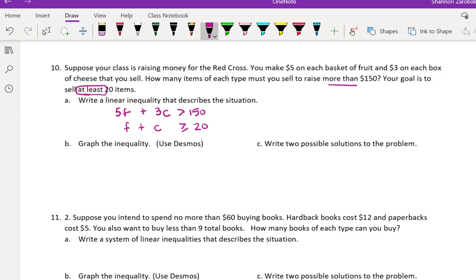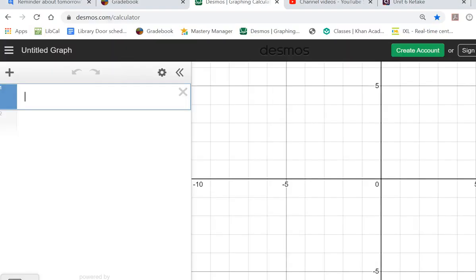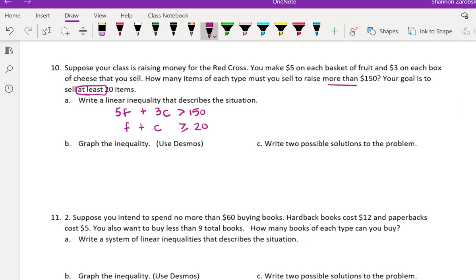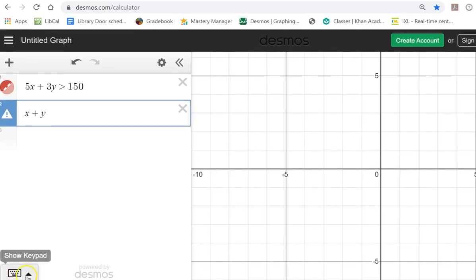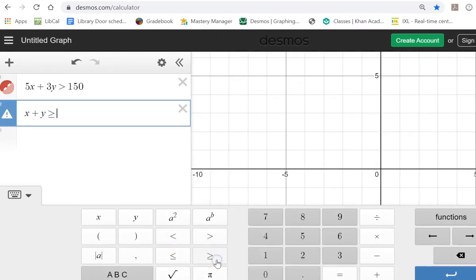Desmos allows you to type in those inequalities as is. Instead of F and C though, I think I have to use X and Y. So I'm going to say 5X plus 3Y, and that's greater than 150, I believe. Yep. And then X plus Y is greater than or equal to. In order to get the greater than or equal to, I'm going to move this down. You use this little keyboard up button, and then you can get the greater than or equal to, and I want it to be more than 20.